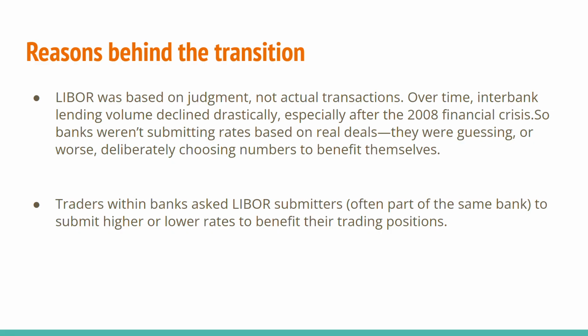That's why the data that these 18 banks used to submit was now based on guesses rather than actual deals, because the number of actual deals declined drastically. So they were basically guessing or deliberately choosing numbers, right? The numbers they were now submitting were kind of chosen to benefit themselves. This started happening because the actual number of unsecured transactions started declining, right?